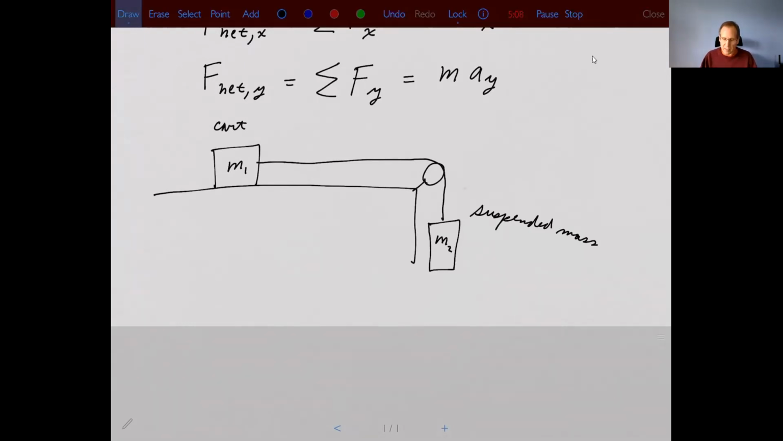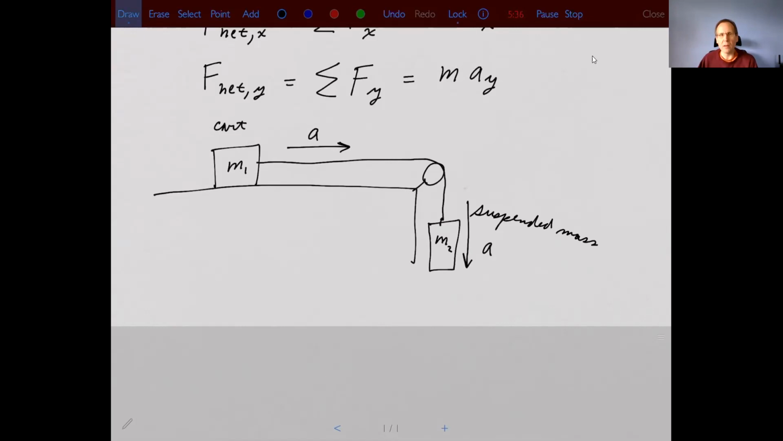And when we release that system, so it's on an air track, right? We're assuming friction is negligible for this particular lab. When we release the system, the cart is going to accelerate to the right. I'll just call it A. And because the suspended mass is connected to the cart by a string, right? The string is not stretching or anything. That means the suspended mass is going to accelerate downward with the same acceleration A.